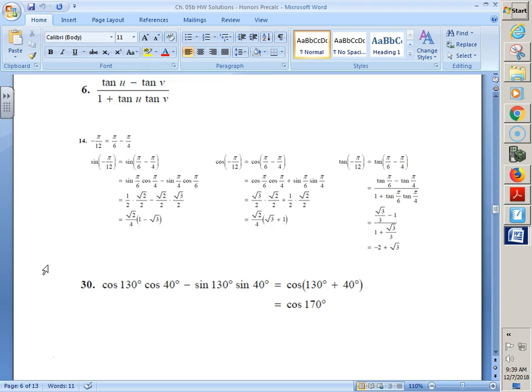Some of you guys might have done like root 6 over 4 plus root 2 over 4. That's good. Root 6 plus root 2. That's right. That's not wrong. Some of you guys would have done root 2 minus root 6 over 4. That's right. They just simplified them in a few different ways.